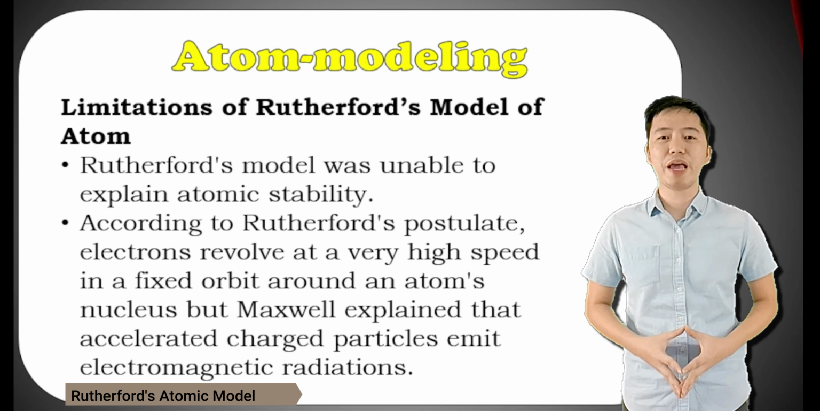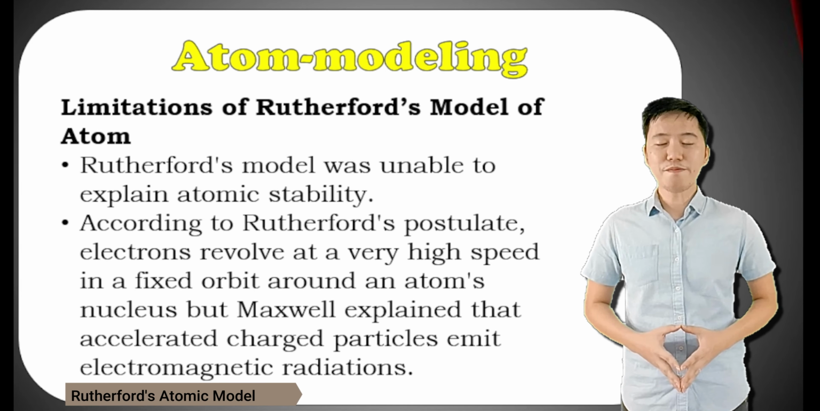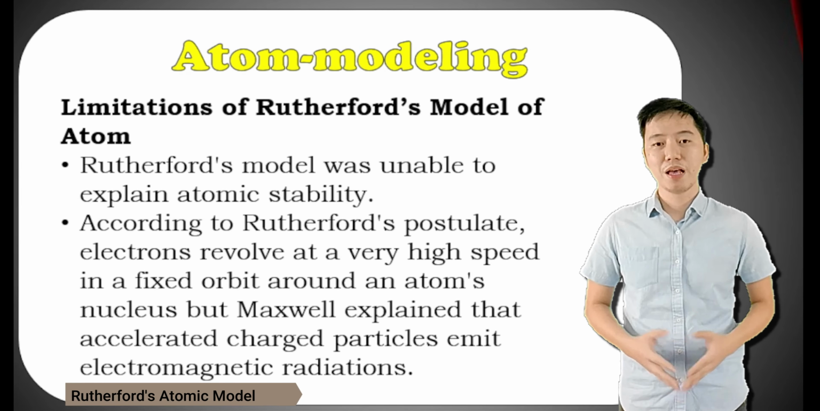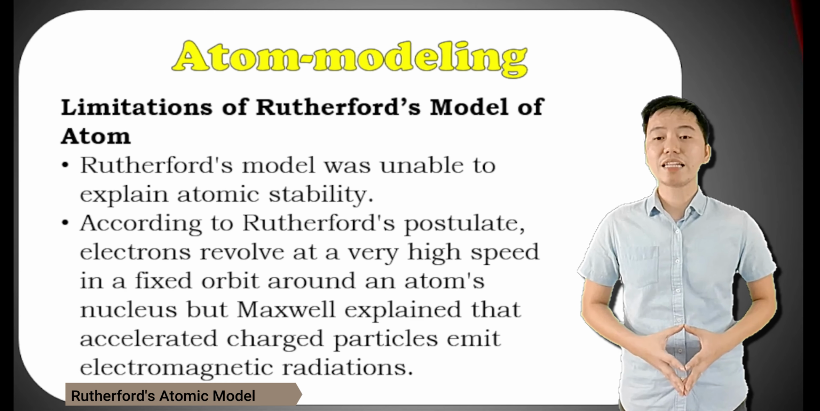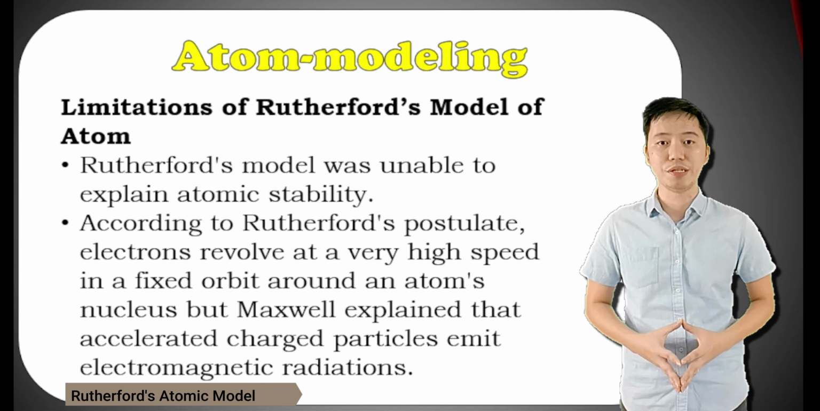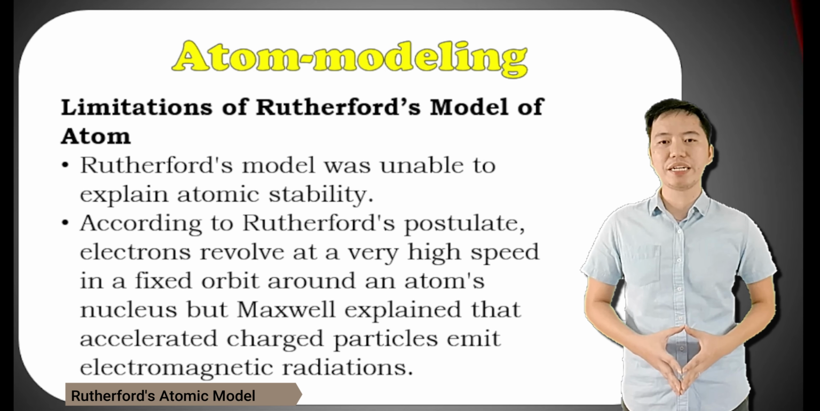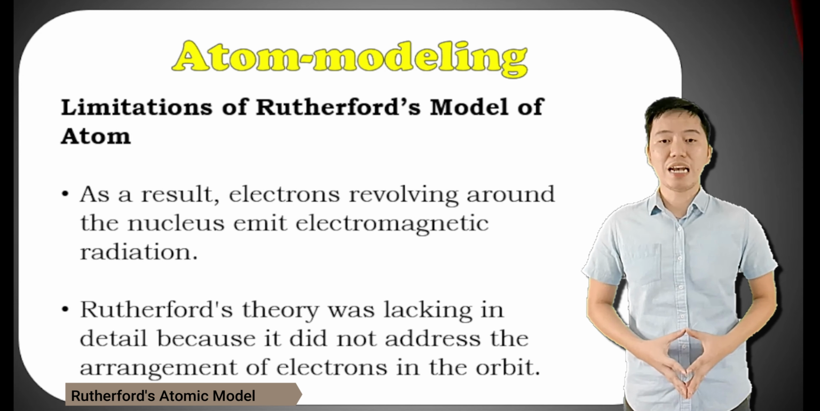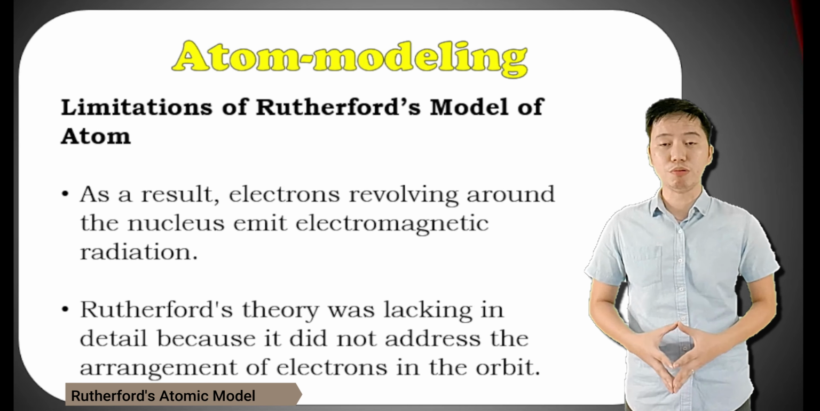Certain things could not be explained by Rutherford's experiment. They are as follows. Rutherford's model was unable to explain the atomic stability. According to Rutherford's postulate, electrons revolve at a very high speed in a fixed orbit around an atom's nucleus. Maxwell, on the other hand, explained that accelerated charged particles emit electromagnetic radiations. As a result, electrons revolving around the nucleus emit electromagnetic radiation too.